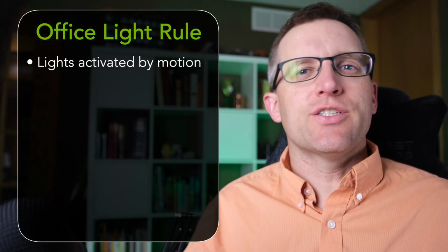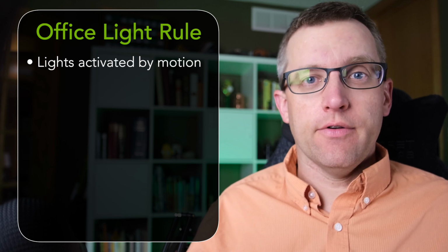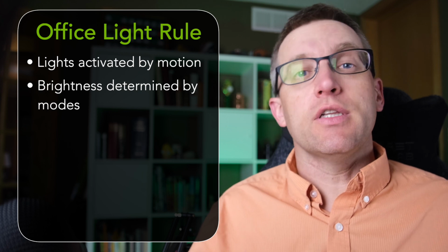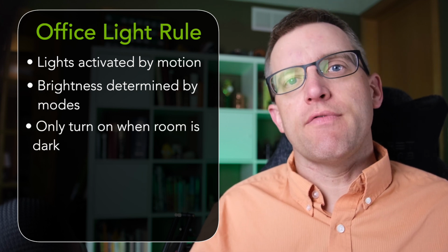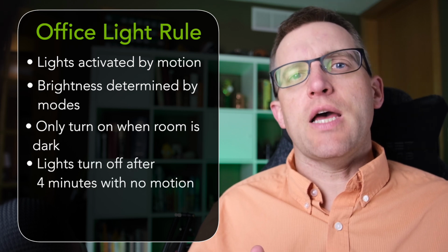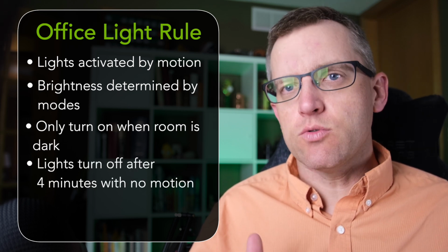Here's what my rule is going to accomplish. When there is motion in the room, the light is going to turn on. It will turn on brighter or dimmer based on what time of day it is, which will be determined by modes. But the light will only turn on if the room isn't bright enough already, which will be determined by the illuminance sensor. When the motion sensor stops sensing motion for 4 minutes, the lights will turn off.